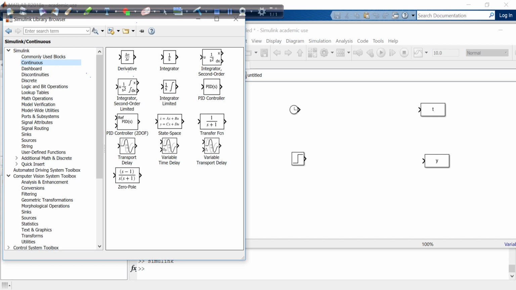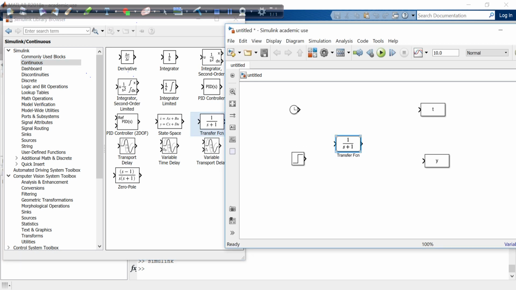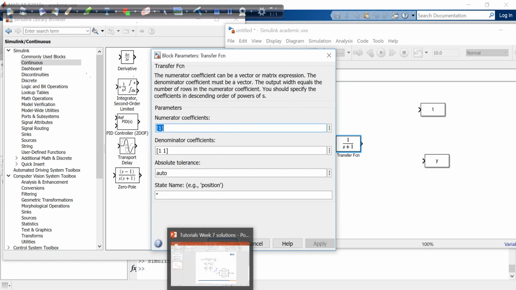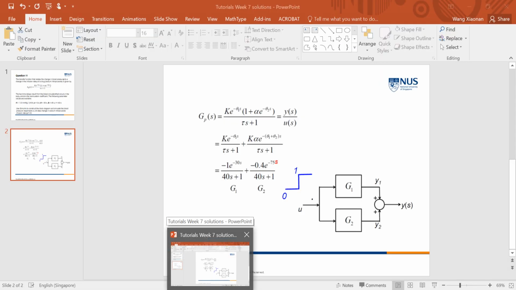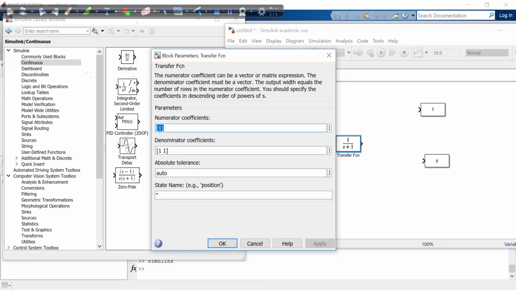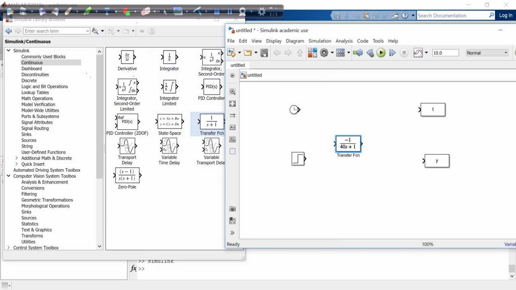So let's examine the form we need. Here we just use this transfer function. On top and bottom, we're able to change the coefficient, because for the first one, it's -1 as the k, and 40s plus 1 as the denominator. The time delay term, we will consider it later. The standard form, you only got a transfer function first. So we can put the k to be -1 here, and the denominator is 40 tau s, where tau is 40, plus 1. So that's enough. We got the G1 here.